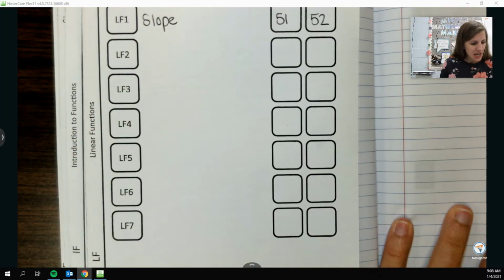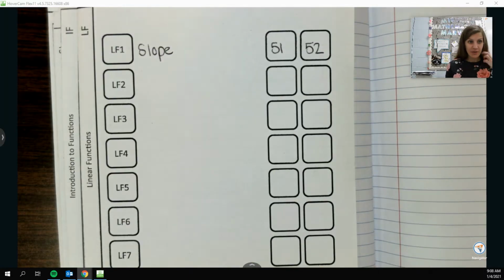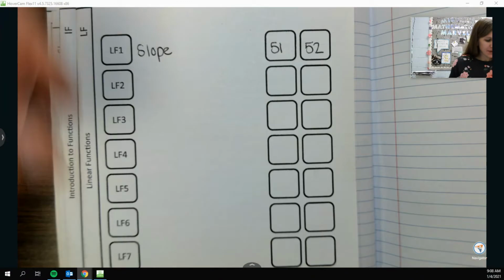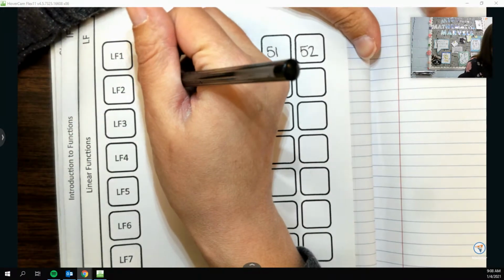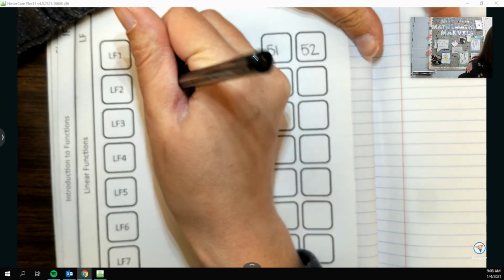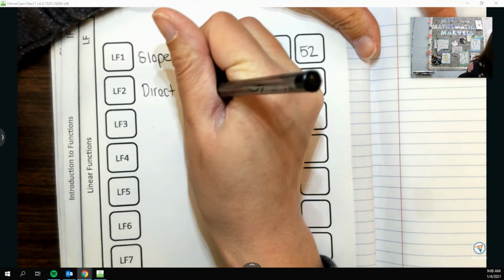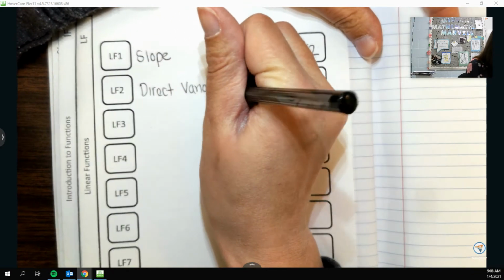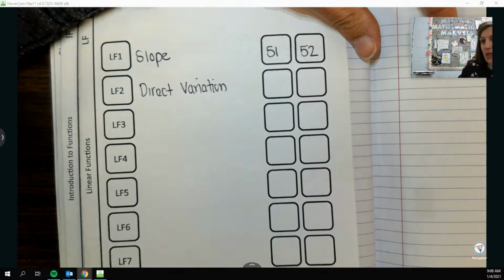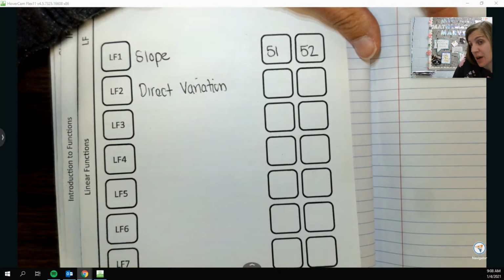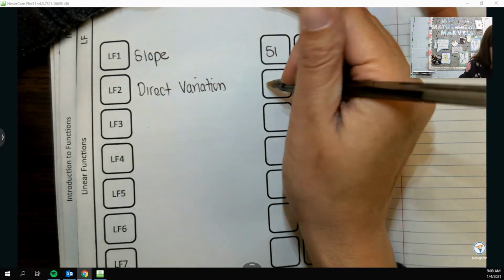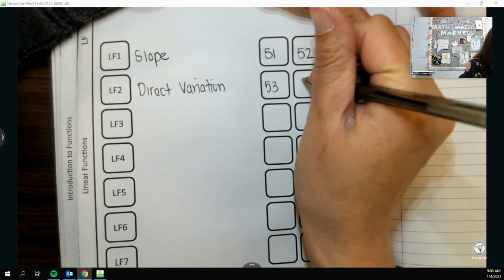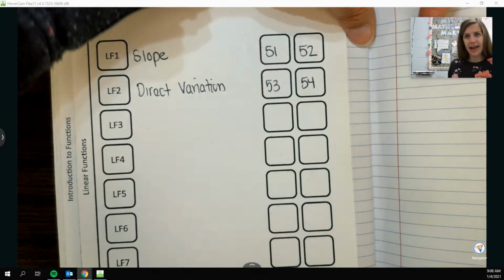All right, guys. So we're going to add to our chapter 5 notes again about linear functions. So far we've talked about slope. Today and tomorrow we're going to talk about direct variation, which is kind of the most basic linear function that you can have. And we're going to do that on page 53 and 54. So we're going to take a look at that.